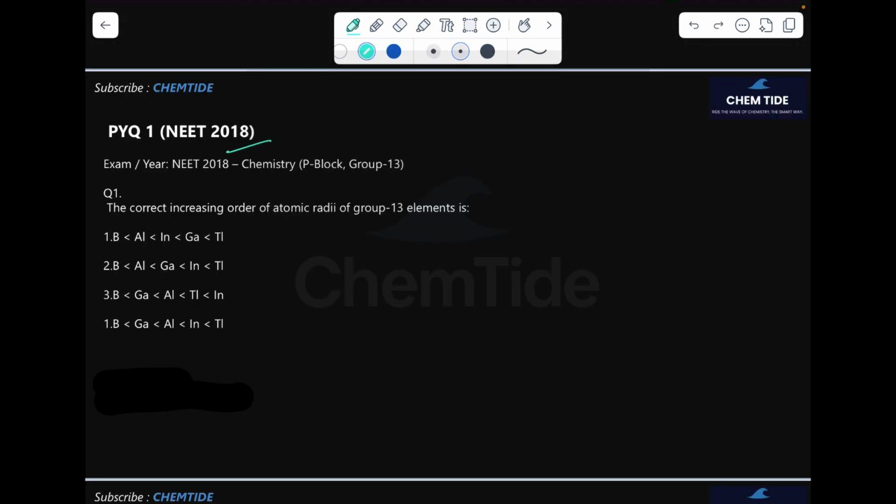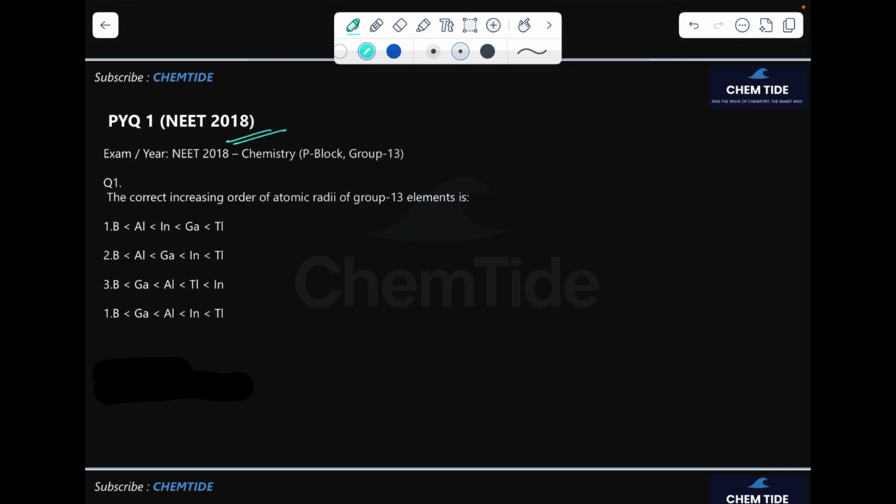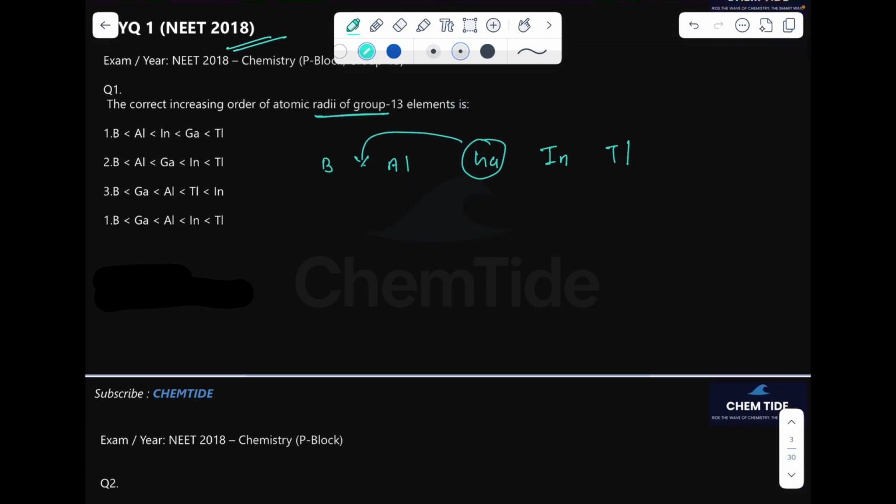First question is NEET 2018, but it belongs to JEE also. The atomic radii of group 13 elements. So we already discussed that boron should be smaller. Exception is there, so gallium. So boron, aluminium, gallium, indium, and thallium. Gallium is smaller, it is coming behind. So let's check the options: boron, gallium, aluminium, and then indium and thallium. This is the answer. Option 4 is right.